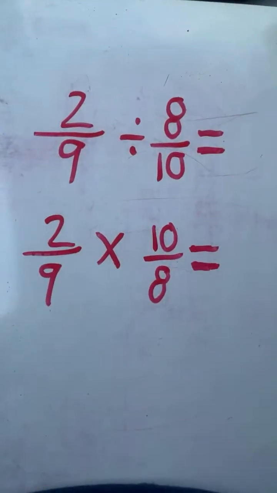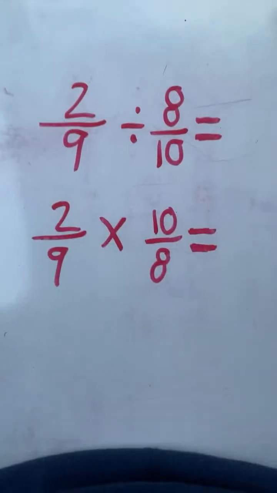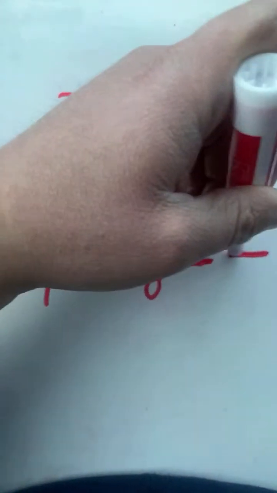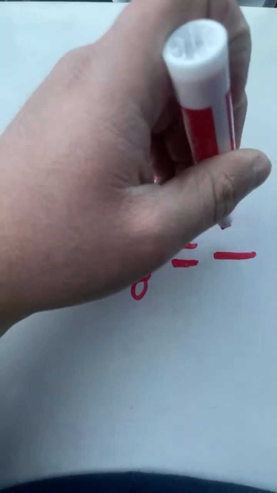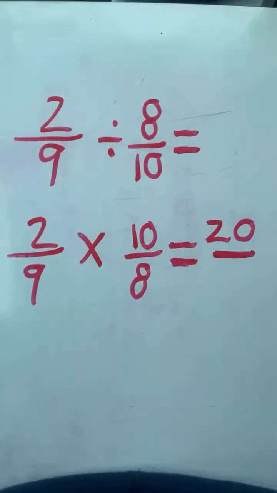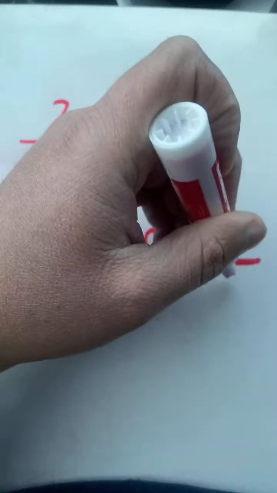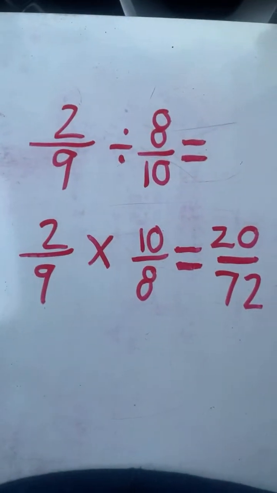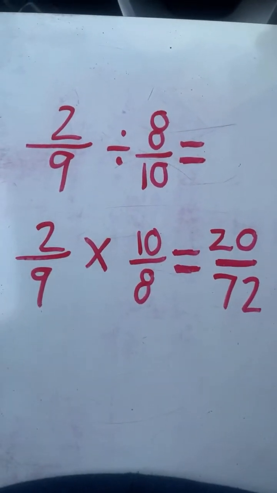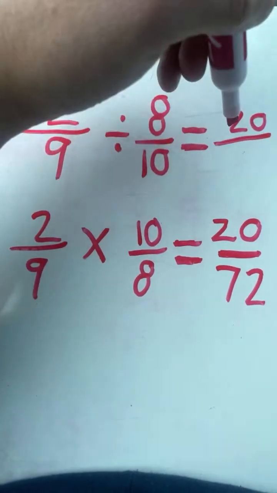Now for the final step, we have to multiply our numerators and multiply our denominators. So we'll start with the numerators. 2 times 10 equals 20. Now the denominator is 9 times 8 equals 72. So we have our final answer. 2/9 divided by 8/10 equals 20/72.